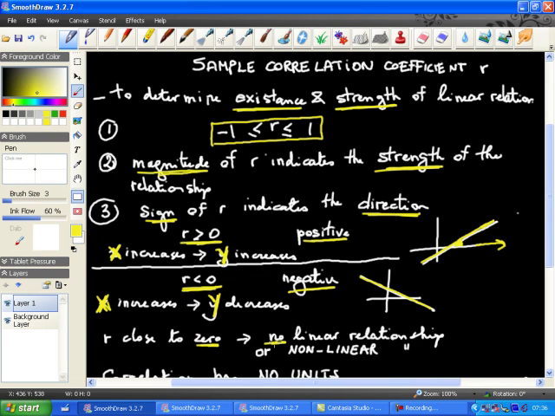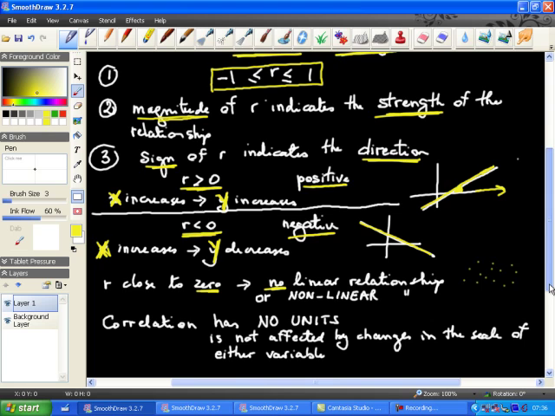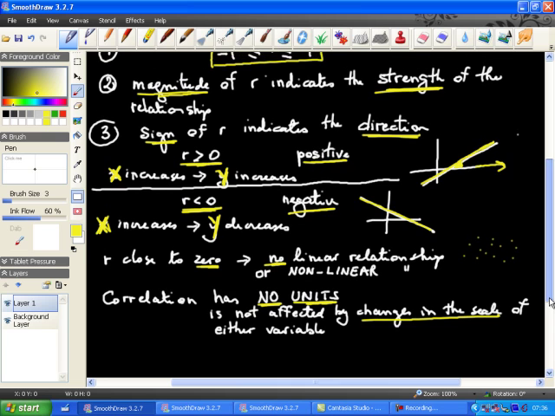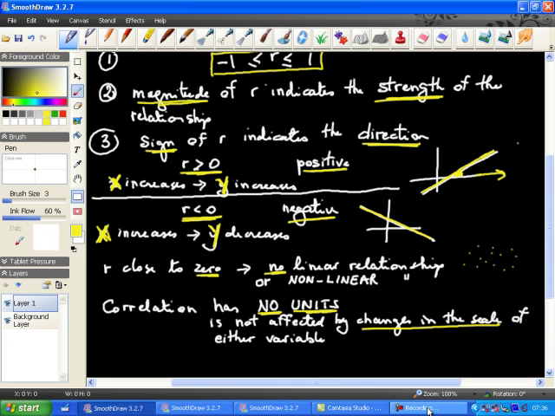When R is close to 0, it generally means that there is no linear relationship, so the points are scattered a little bit all over the place in the scatter plot. Also, it could mean that there is a relationship, but it's a nonlinear relationship, such as a logarithmic relation or a parabolic relation, and so forth. The other important thing to note for R is that it has no units, and also R is not affected by changes in the scale of either variable. Those are all characteristics of the correlation coefficient.